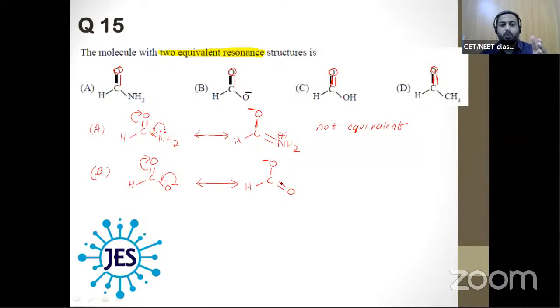Compare the structure on the left and the structure on the right. They look equivalent. See, oxygen has a negative charge. Here also oxygen has a negative charge. There is a doubly bonded oxygen on the structure. On the structure on the right also there is a doubly bonded oxygen. So yes, they are equivalent structures. That's what we were asked to find out. We were asked to find out which is equivalent. So B will be the answer. Mark it. Correct answer will be B.